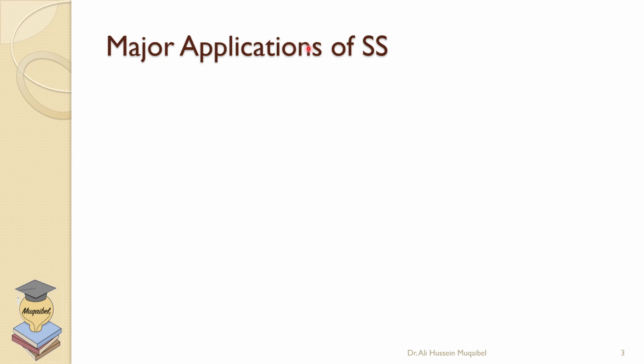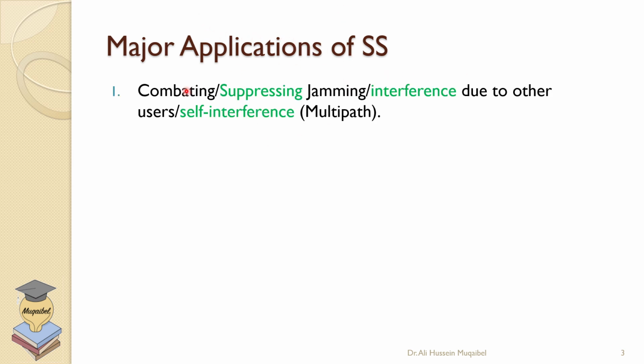The major applications for spread spectrum include combating jamming due to other users, or suppression of interference or jamming due to other users or due to self-interference. So we have different possibilities here. Either you combat jamming, or you suppress jamming or interference. And this could be due to other users or due to self-interference. Self-interference is when the multipath component interferes with the signal. You want to avoid that, and a possible solution for that is spread spectrum.